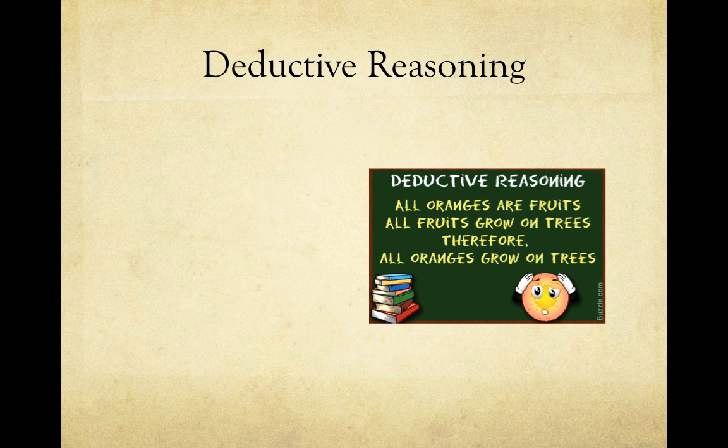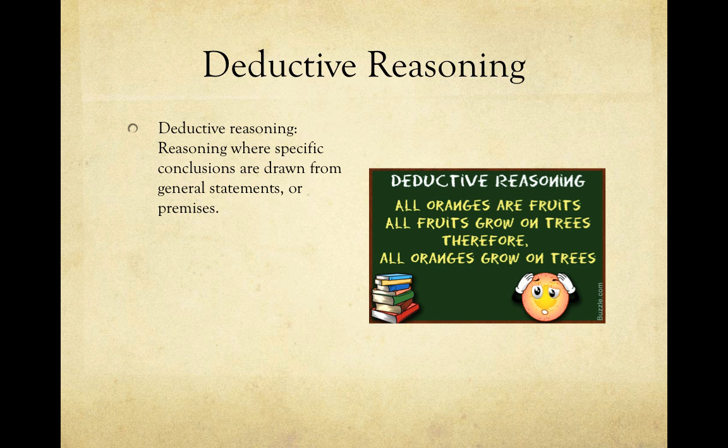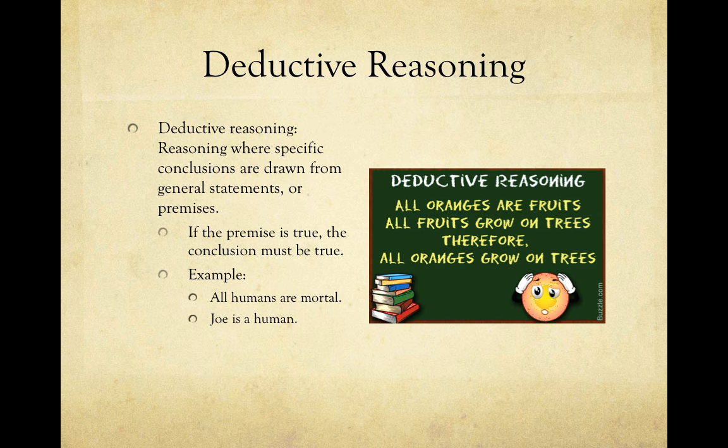Deductive reasoning. Deductive reasoning is reasoning where specific conclusions are drawn from general statements or premises. If the premise is true, the conclusion must be true. For example, all humans are mortal. Joe is human. Therefore, Joe is mortal.